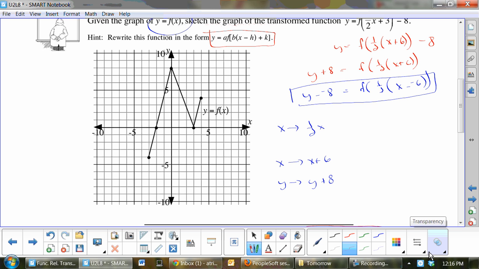So if you had that shape on the side, we're not going to take the time to do that, but I want you to write this down. This would be a horizontal stretch by a factor of 2 about the y. Okay, and then this is a horizontal translation, 6 units left, and a vertical translation, 8 units down.